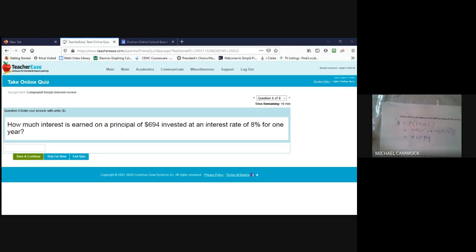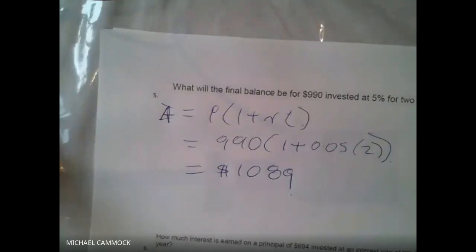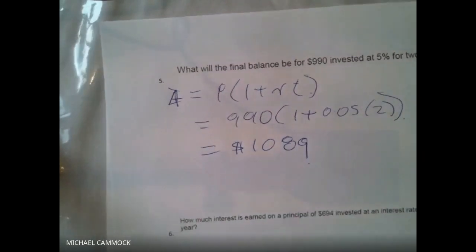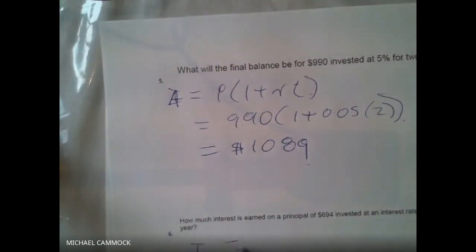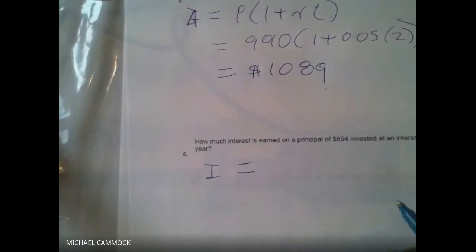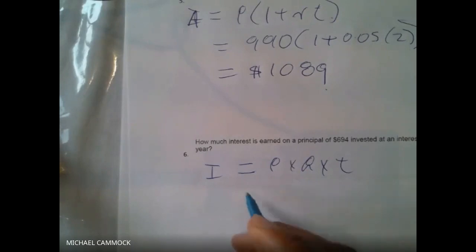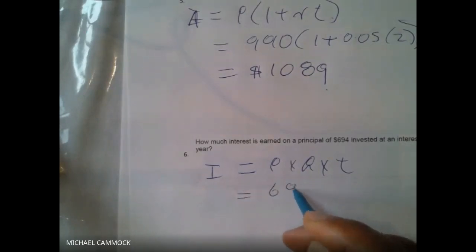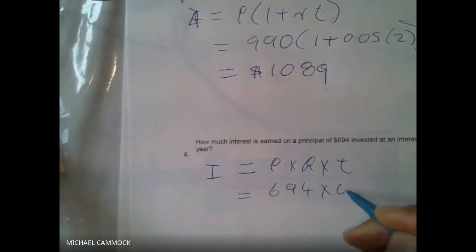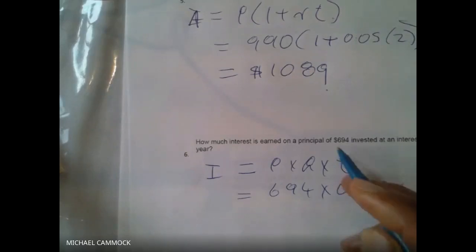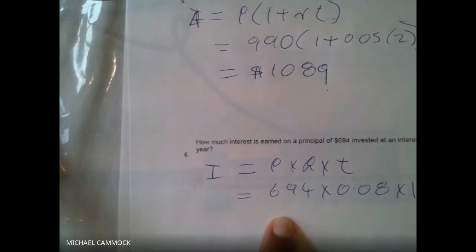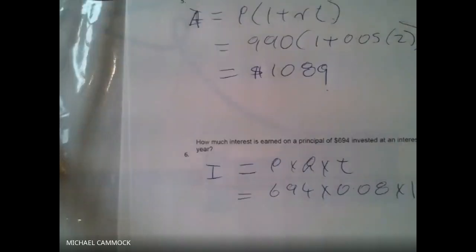So let me put that back onto the camera now. All right. And so I'm going to say that my I, hopefully you can see that, is equal to my P times R times T, the original interest formula. My P is 694, my R is 0.08, and my T is 1. So because I only want interest, that's all I'm going to do. 694 times 0.08. Oh, sorry, I didn't see the camera. What does the T stand for again? T is time. How long?